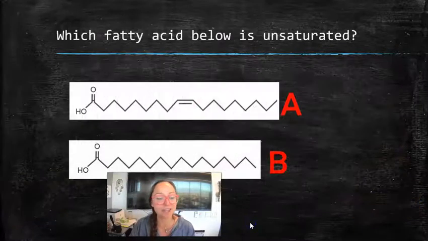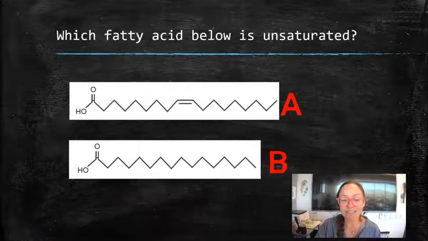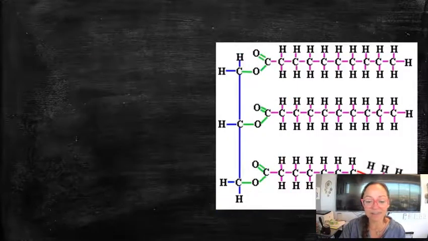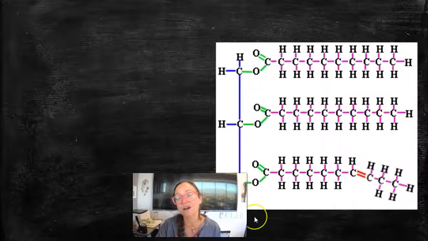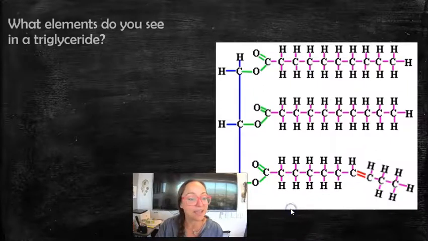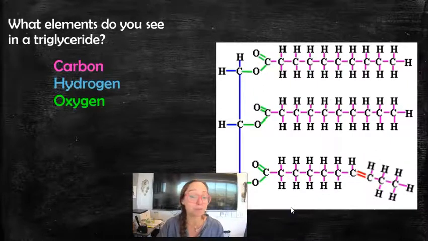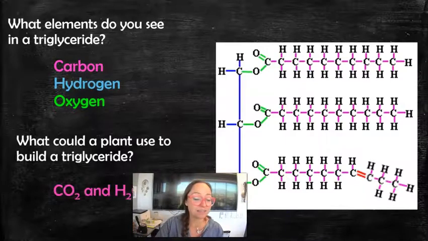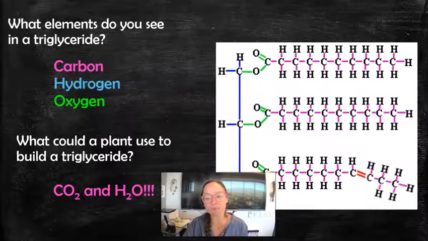So if I look at this chain here, these are two fatty acids. We see that fatty acid option A is unsaturated because of that double bond. If we look here, we can see that the top two fatty acids are saturated, whereas the bottom one is unsaturated on this triglyceride. Again, to summarize, lipids are made from carbon, hydrogen, and oxygen. When a plant does photosynthesis, it uses its major building blocks of carbon dioxide and water, and then rearranges the molecules after photosynthesis has happened to produce our triglycerides.